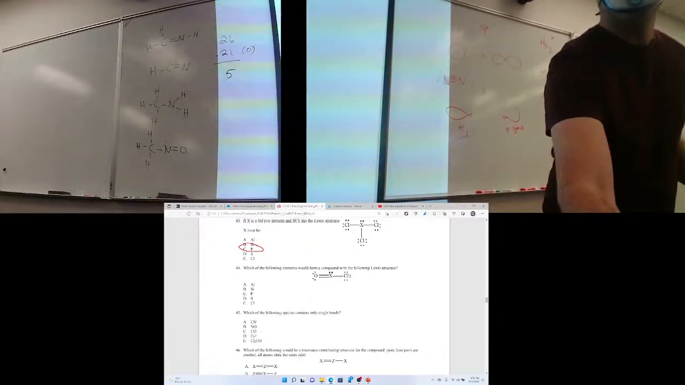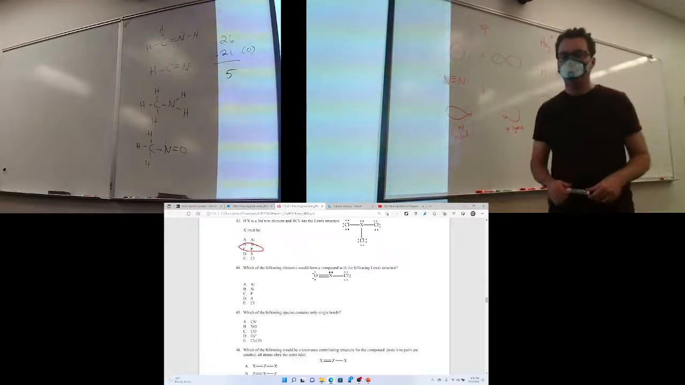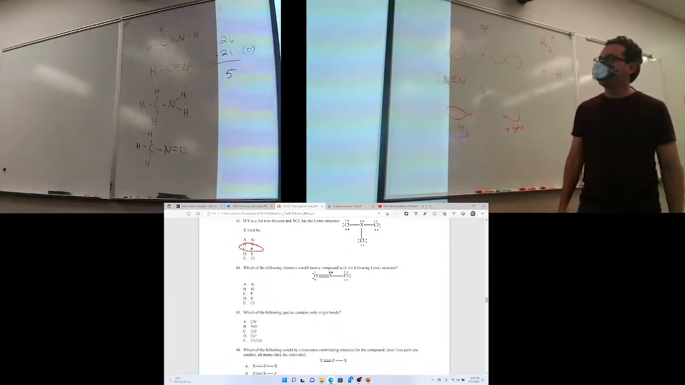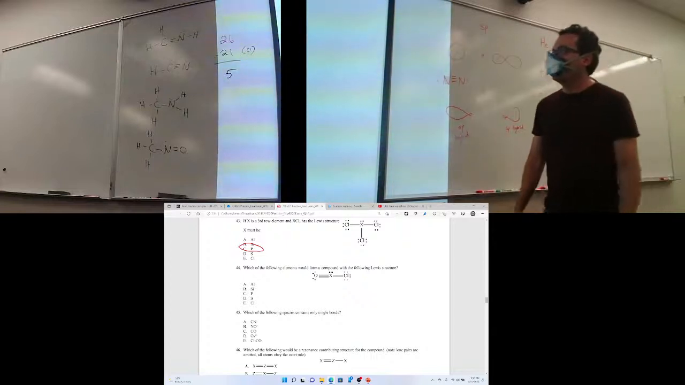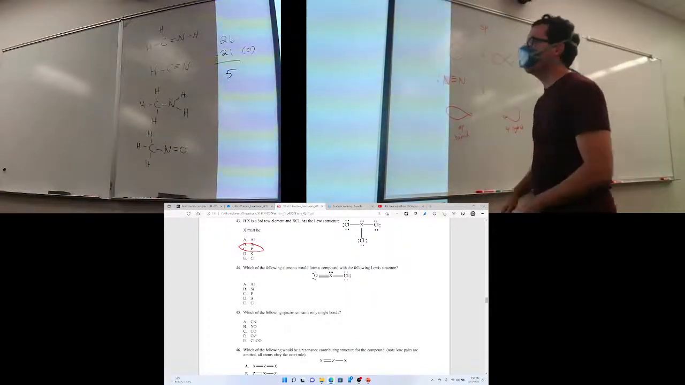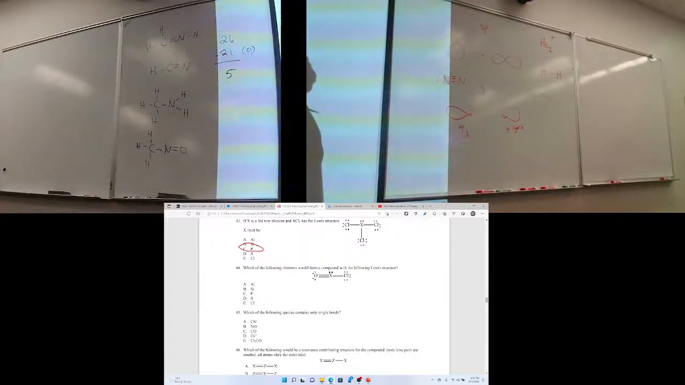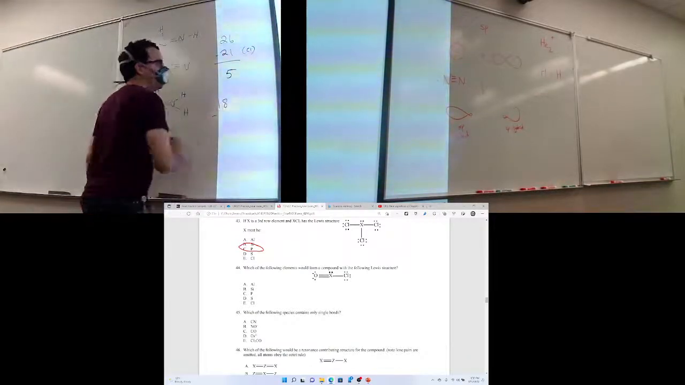Which of the following elements would form a compound with the following Lewis structure? So this is the same kind of question. Which of those fits in the X spot? So we'll do the same thing. Count electrons and see what matches. So 2, 4, 6, 8, 10, 12, 14, 16, 18. So 18 total electrons.